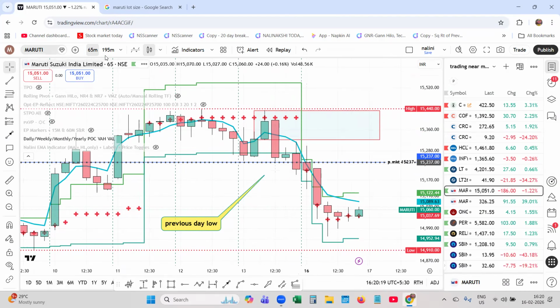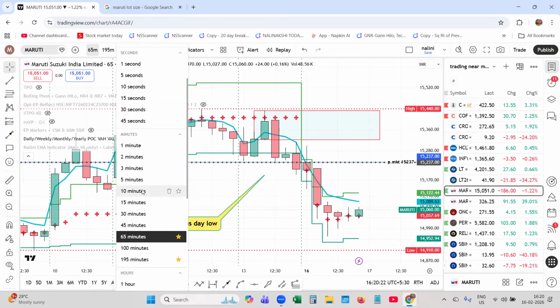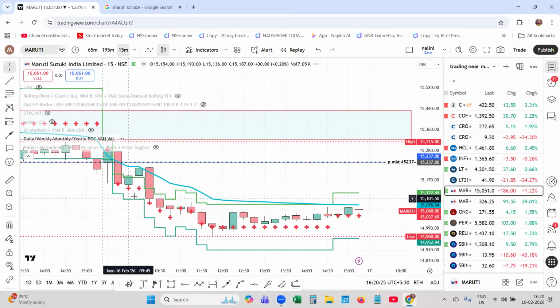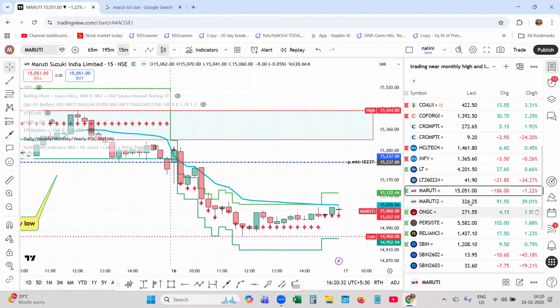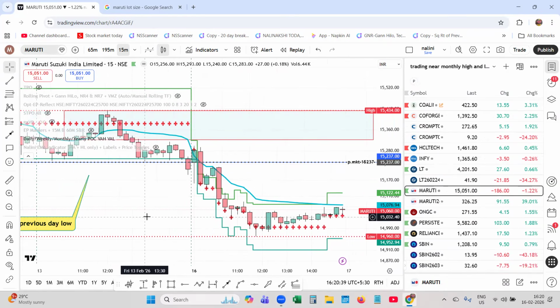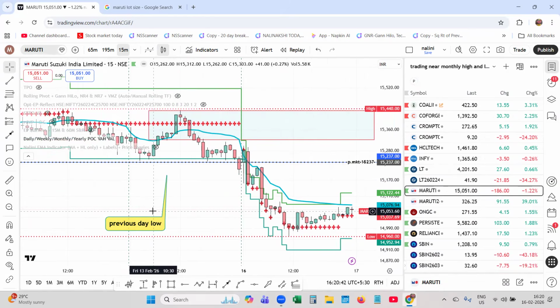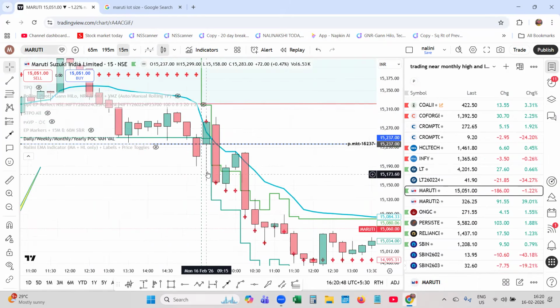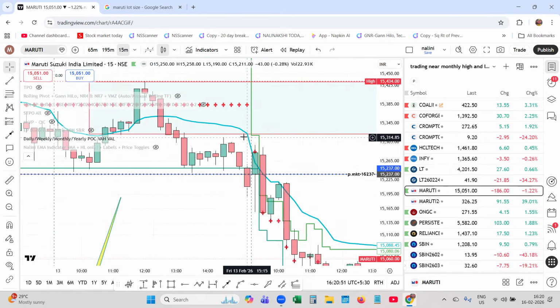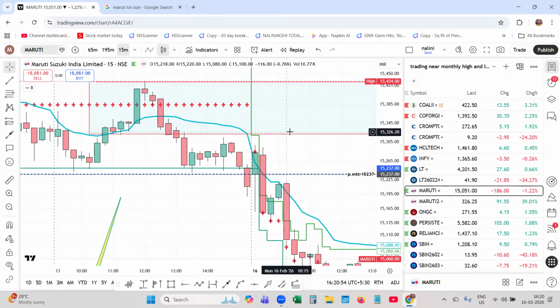Morning, first candle. I'm on the 65 minutes. You can go to 15 minutes. I had already put in my watch list the 15,300 put option, the Maruti put option. I'll show it to you later. The first candle appeared as if it is a big bullish reversal candle. Because of my indicator, I am able to understand this is just a push up to trap the people.